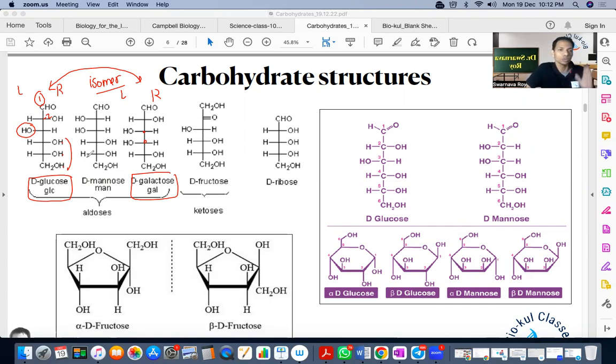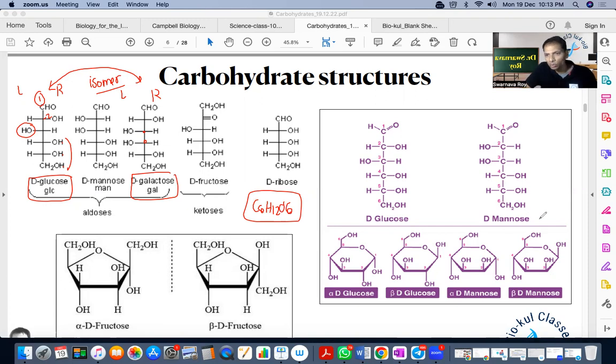Fructose is also an isomer of glucose. Only the structural arrangement is different, but the formula is the same. All of them have C6H12O6. That means they have 6 carbon, 12 hydrogen, and 6 atoms of oxygen. That is the formula of all these. These are all isomers. Okay.